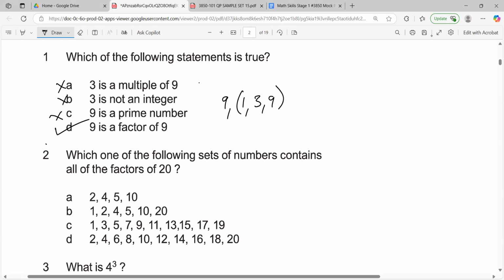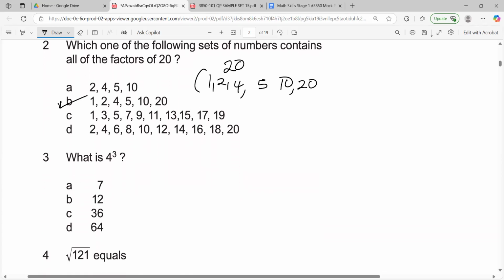All right, number 2 says, which one of the following sets contains all the factors of 20? So factors are numbers that can divide equally into another number without leaving a remainder. 1 can go into 20, 20 times. 2 can go into 20, 10 times. And of course 4 can go into 20, 5 times. So that'll be P.